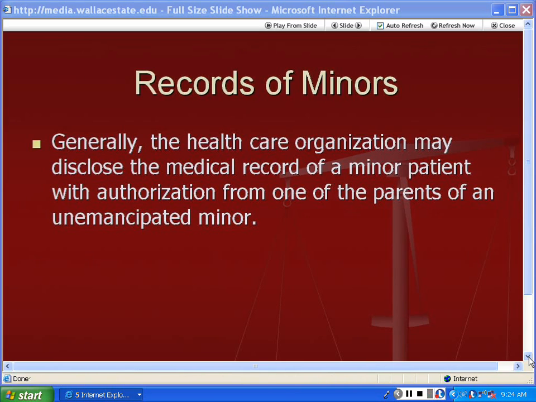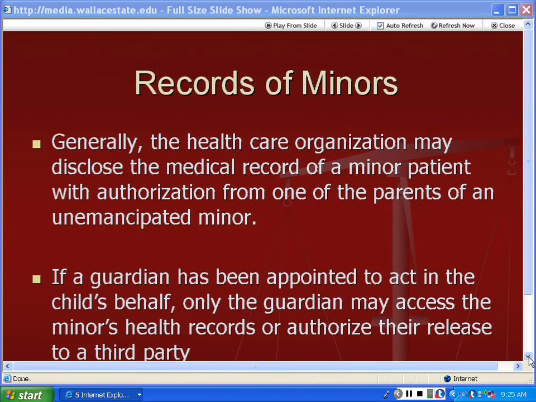That if the minor could legally consent to a particular type of treatment and does do that, then the minor needs to consent to the release of information. But in general, if the parents of a minor who is unemancipated authorize the release, then that's acceptable. Now, if a guardian has been appointed to act in the child's behalf, only the guardian may access the minor's health records or authorize the release to a third party.